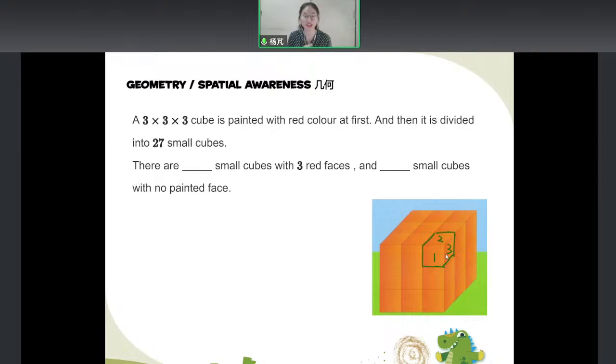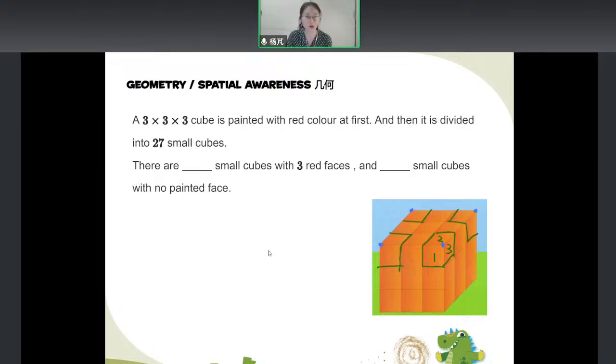Great. We have already found one of the cubes, but we need to find all the cubes with 3 painted faces. Here is a key point: every cube at a corner of the large cube has the same number of painted faces. Let's check. This one also has 3 painted faces, and this one too, 3 painted faces.